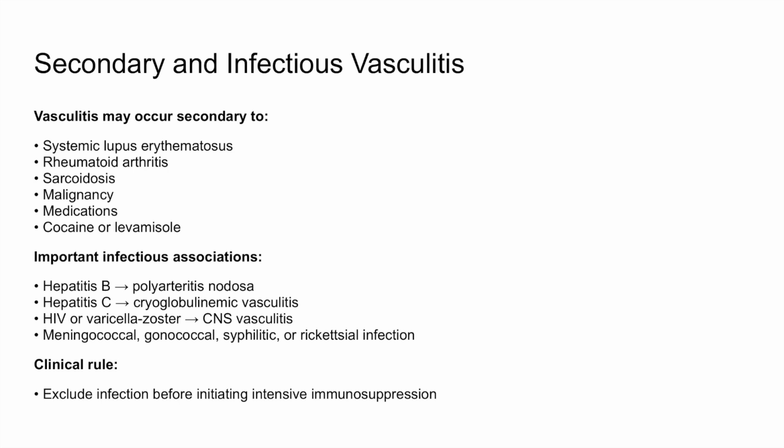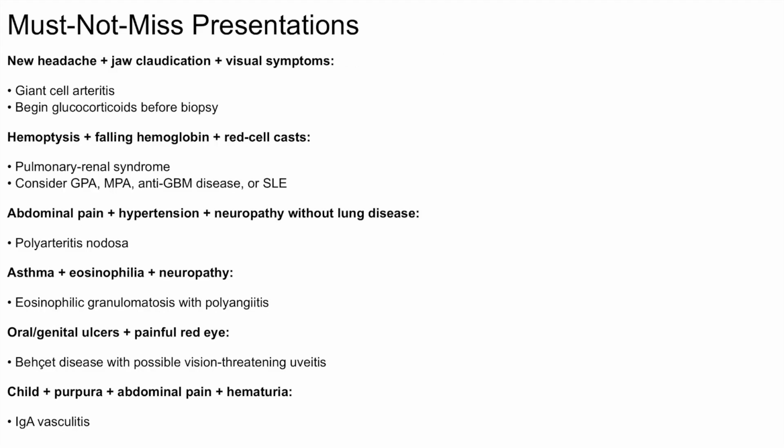The practical rule is that before beginning intensive glucocorticoid or other immunosuppressive therapy, actively exclude infection and review the patient's medication, substance exposure, autoimmune history, and malignancy risk. Several clinical combinations should trigger immediate pattern recognition. In an older patient, a new headache with jaw claudication and visual symptoms suggests giant cell arteritis. Begin glucocorticoids immediately to protect vision and do not delay treatment for a temporal artery biopsy.